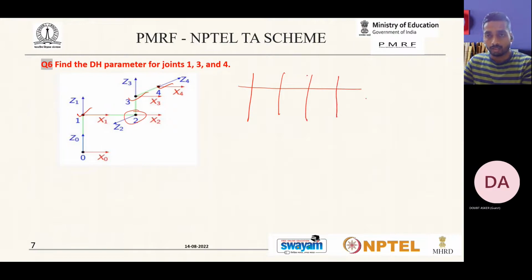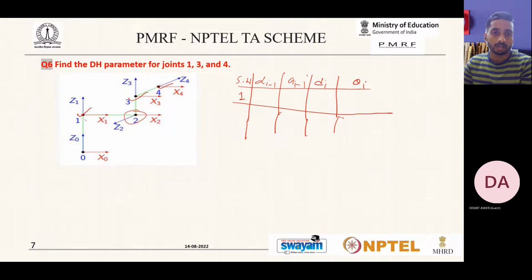So of these four parameters, which are alpha i-1, a i-1, then we have d i, then theta i, and i is the serial number that represents the joint number. So let us look into joint 1. So this is joint 1. So this is Z1. So what is alpha i-1?